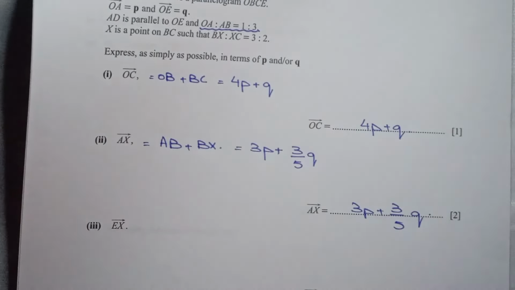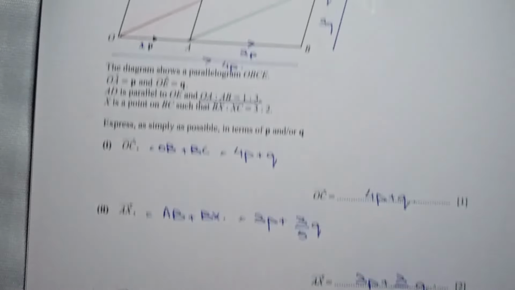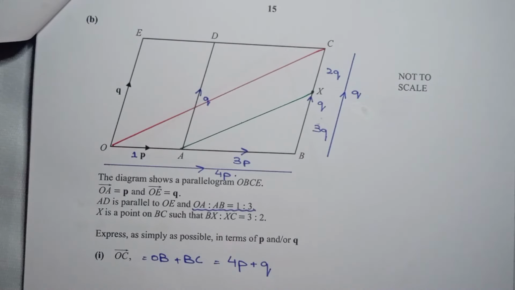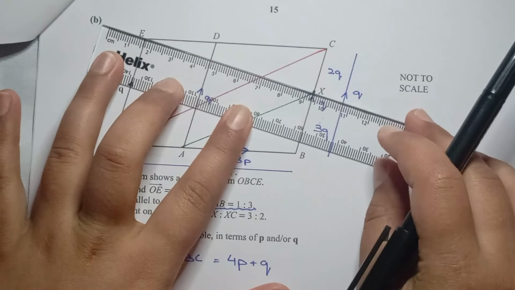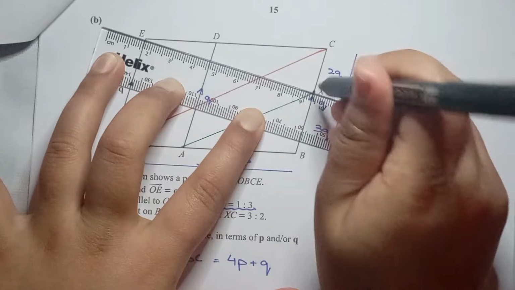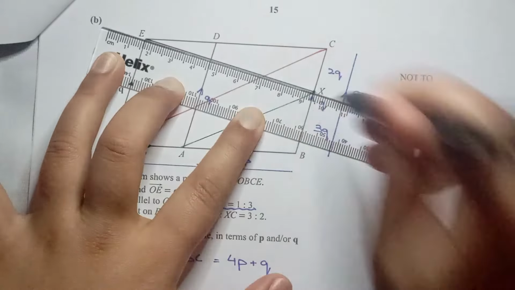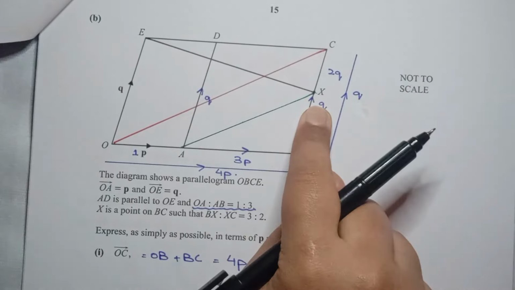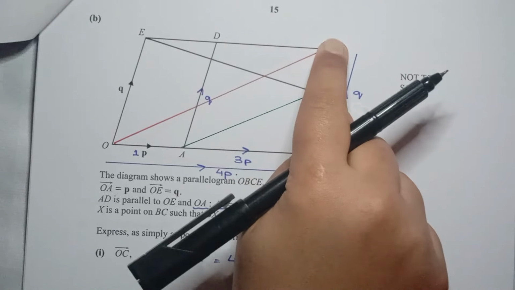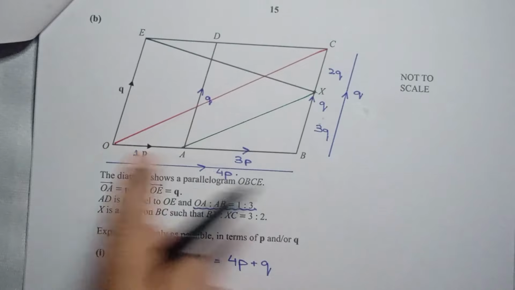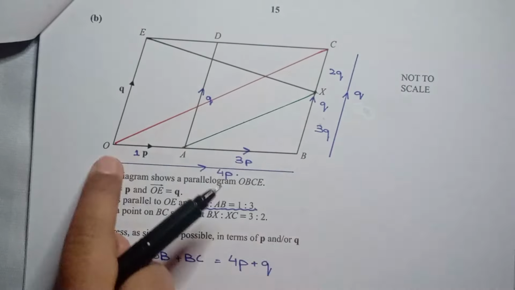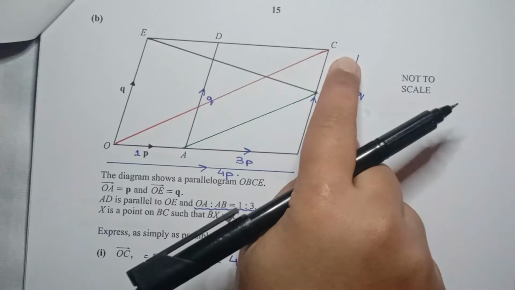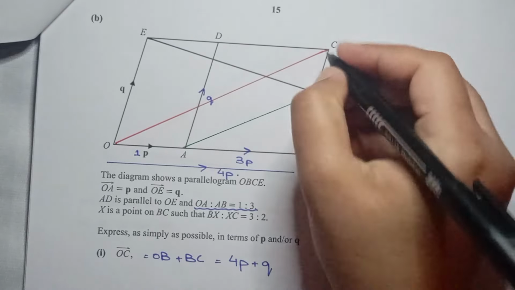Now for the third part, we need to find EX. Where is E to X? Let me connect it first. E to X follows a path of E to C and then C to X. EC and OB are parallel, so if OB is 4P, EC is also 4P, right? And then C to X.